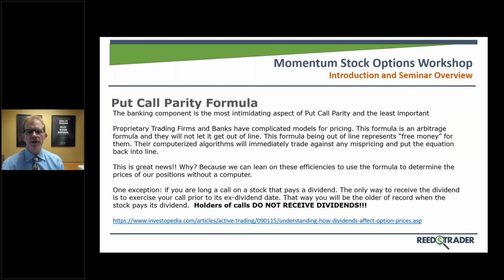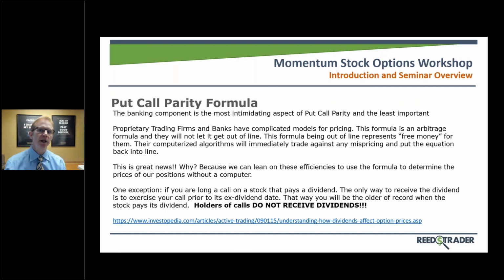The banking component is the most intimidating aspect of put-call parity, and it's also the least important. Proprietary trading firms and banks have complicated models for option pricing. The formula is an arbitrage formula, and these firms will not let it get out of line. The formula being out of line really represents free money to them, because their computerized algorithms will immediately trade against any mispricing and put the equation back into line. So you don't need to worry about it. They've got it covered. And that's a place you're not going to compete with them.